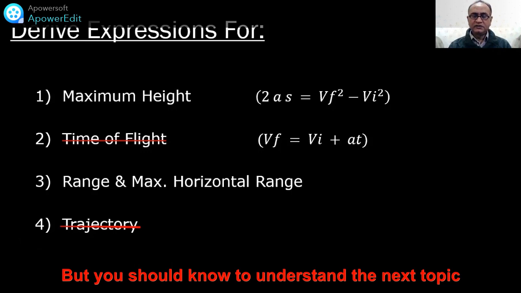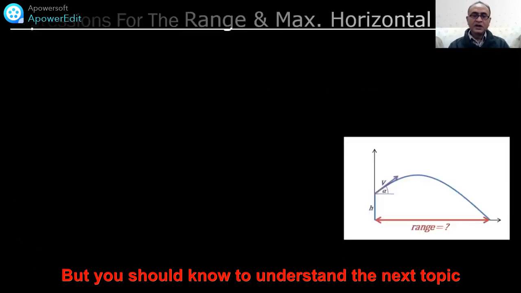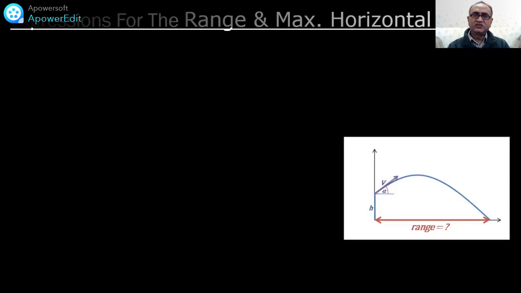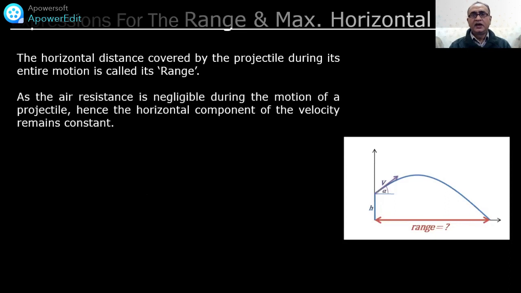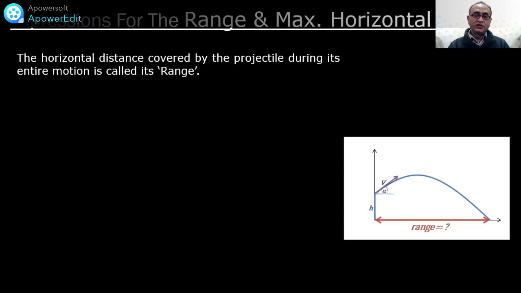Then here are the expressions for the range and maximum horizontal range. When you throw something in the air, the distance covered by it horizontally is called range. And if you consider how far it can go to the maximum extent, that is called maximum horizontal range. So what is the definition written here? The horizontal distance covered by the projectile during its entire motion is called its range.